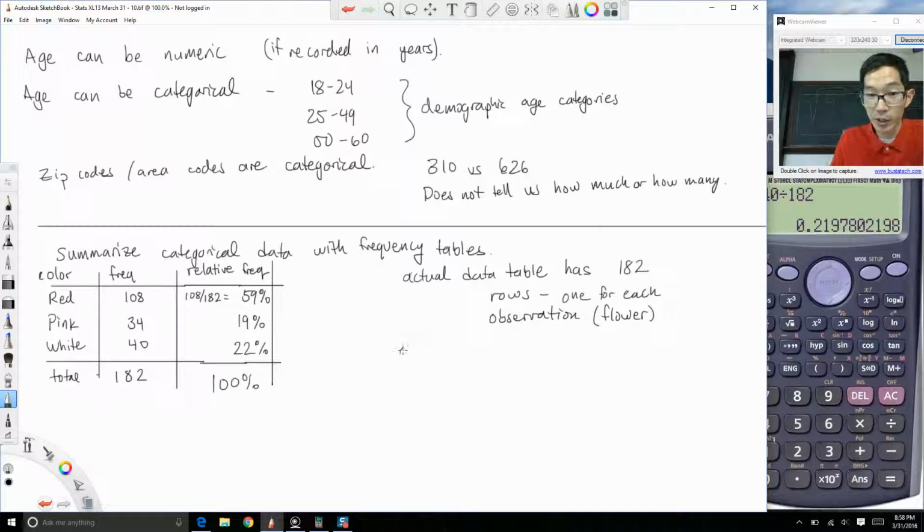Our summary table has really just 3 rows, one for each color. So when you look at the summary table, what kind of data have we summarized? What kind of variable? We've summarized categorical data. You look at this and you've got numbers, you've got counts that tell you how many, but the data that has been summarized is categorical data.